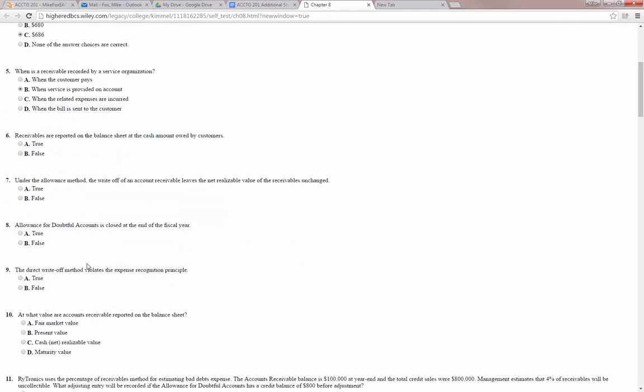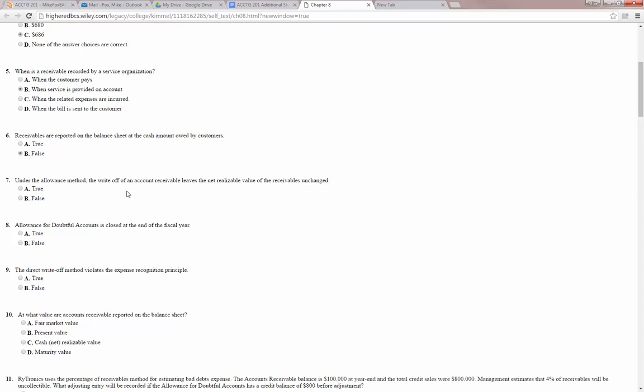6, receivables are reported on the balance sheet at the cash amount owed by customers. And that's false. They're actually reported on the balance sheet at the net realizable value, which is the amount owed by customers less any allowance for doubtful accounts, or less any amount we think is likely won't get paid to us. That's just because on the balance sheet we want to be conservative, and we want to recognize if we don't think we're going to collect all that money, that it's not all an asset to us then.